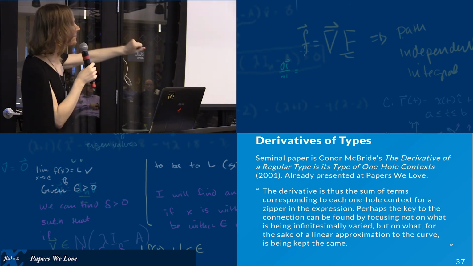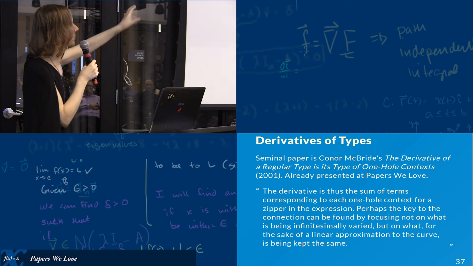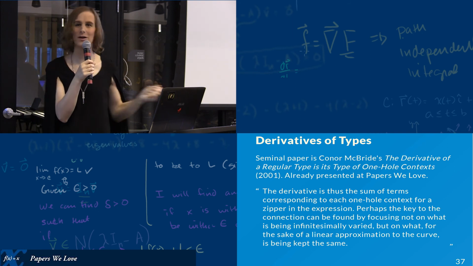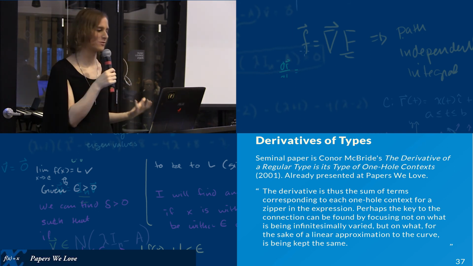Derivatives of types, I'm sort of going to skip over this because the seminal paper, Conor McBride's The Derivative of a Regular Type is the type of its one-hole context. I think I might have made a typo there. This was presented very well at Papers We Love last year, so I recommend you look it up on YouTube.